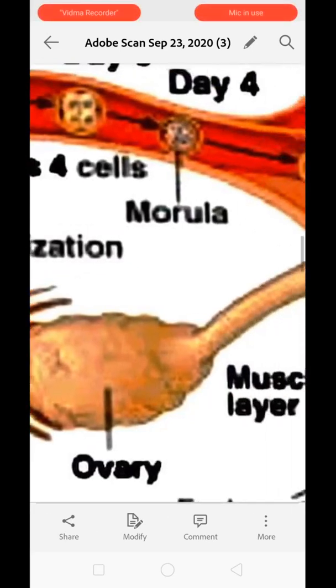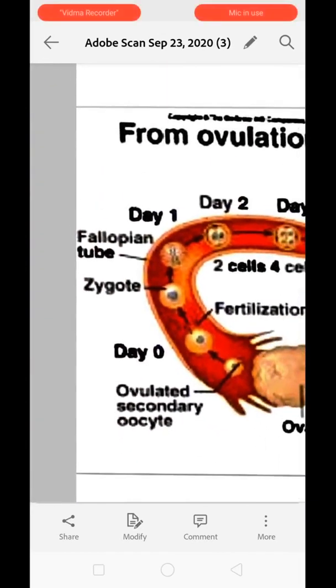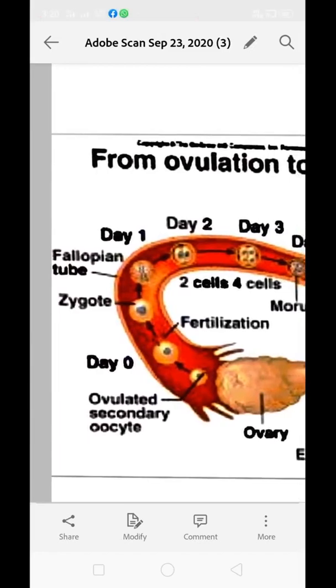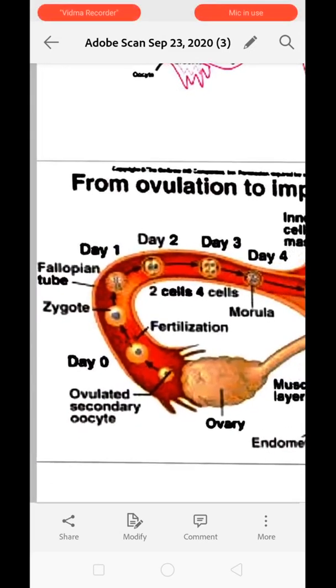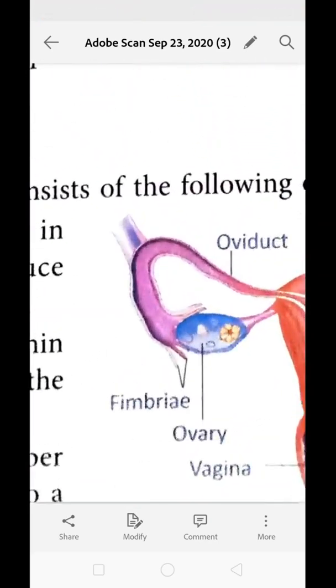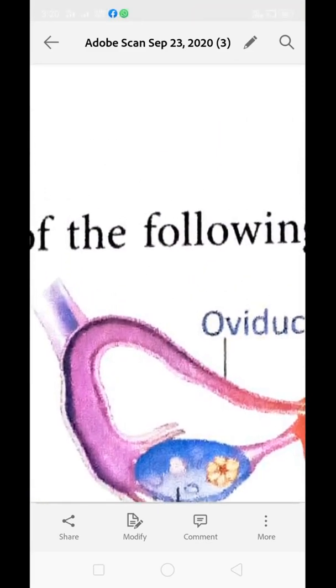Next is the fallopian tube, or we can say oviduct. This is the fallopian tube. This is the oviduct or fallopian tube. Clear? They are thin, coiled, muscular tubes which join the uterus with the ovaries. They are only joining the uterus with the ovary.